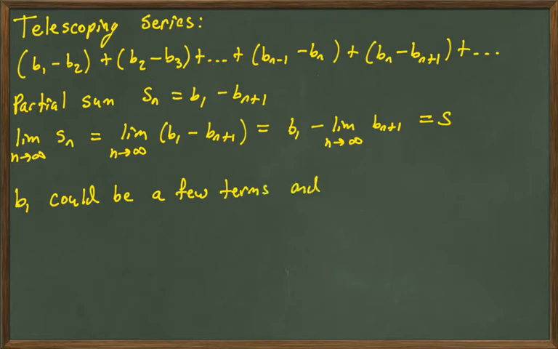Okay. Now, b1 could be a couple of terms, and likewise b sub n plus 1 could be a couple of terms. And so we kind of have a couple of terms at the beginning and a couple of terms at the end for our partial sum formula. And so in the next example here, we're going to see something that behaves like this.